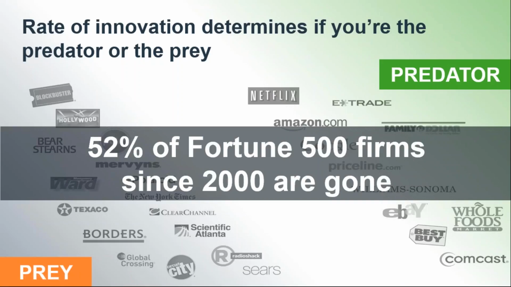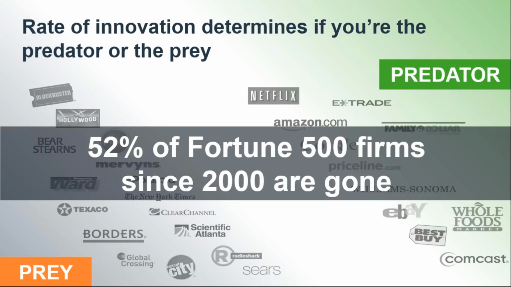This is an interesting slide that I saw a few months ago, and I've been using it since then. If you look at the left-hand bottom corner, there are a set of companies who are not there anymore, and in the top right half of the screen, you will see companies that are doing pretty well. What we have noticed is that more than half of Fortune 500 firms since 2000 are gone.